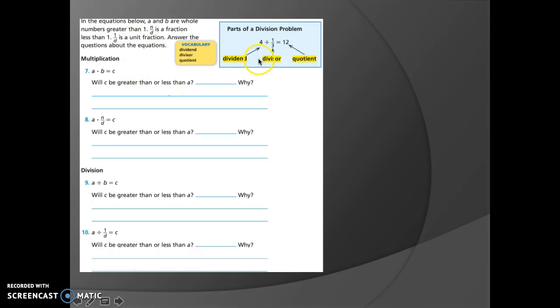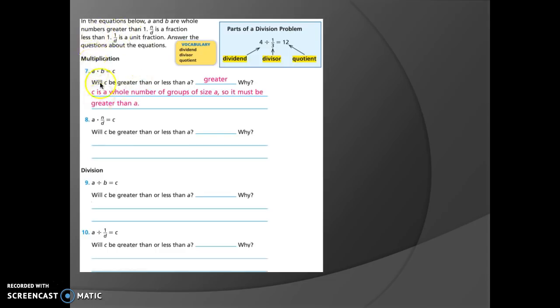Now remember, in a division problem, this is your dividend, your divisor. The answer is called a quotient. Remember, in multiplication, we have factor times factor equals product. Now, if these are whole numbers greater than 1, will C be greater or less than A? Well, let's see if you've guessed right. It's going to be greater.